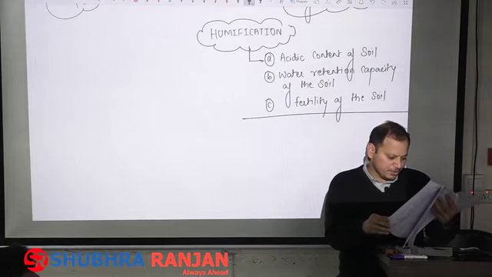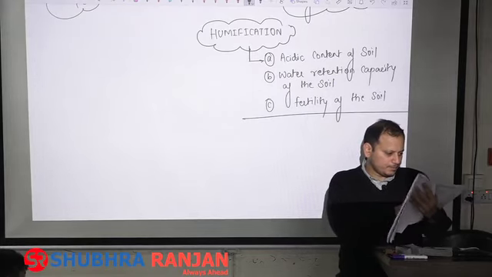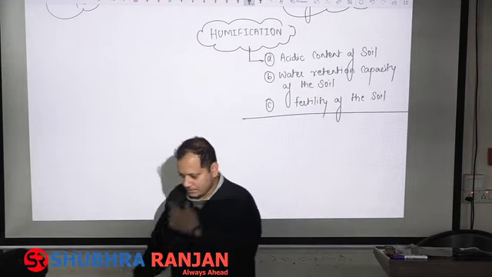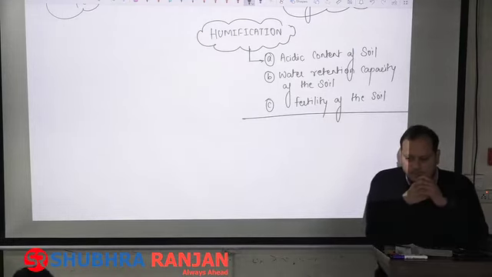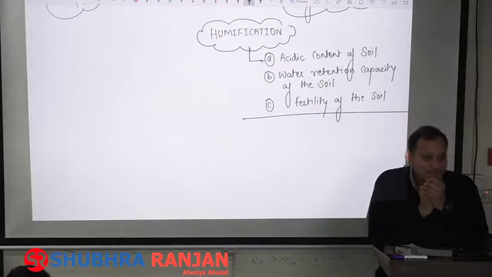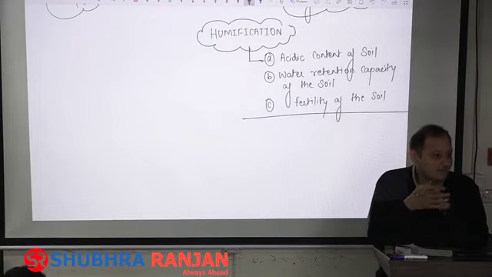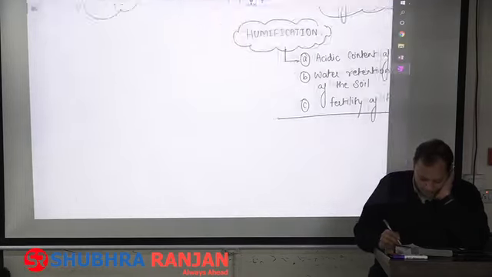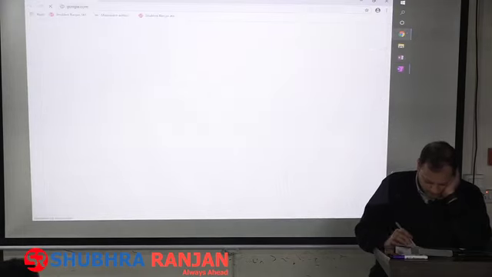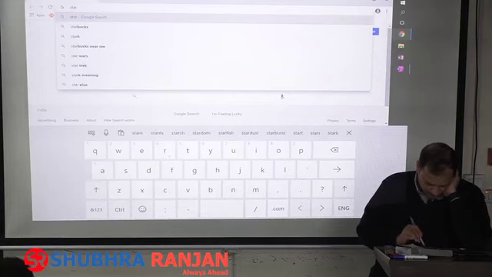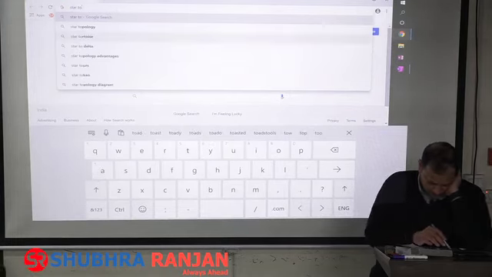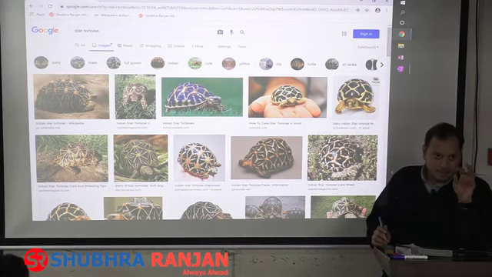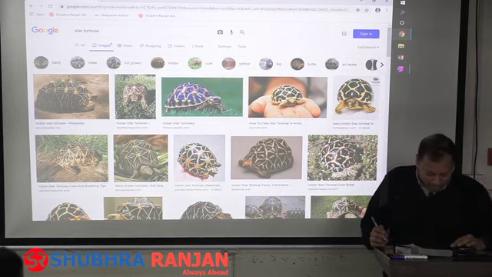Some factual question is 51. Is Star Tortoise found in India? Yes, it is current affairs. It has been added to the CITES Appendix 1, Star Tortoise. Star Tortoise is found in India, Pakistan and Sri Lanka only. Remember this. And it has been added to Appendix 1 of CITES.